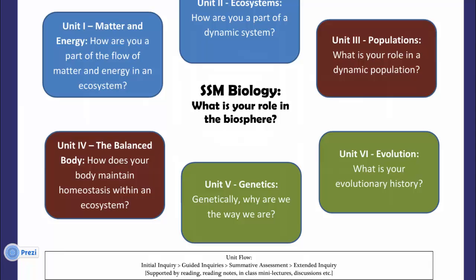And so you can see here I have 6 units, and I partly have 6 units because it fit the trimesters in the school I was teaching when I developed this. I could do 2 units a trimester. But I like these 6 units. They start with matter and energy, and then go to ecosystems and populations, and homeostasis, or the balanced body, genetics and evolution. And if you look at the questions, they all have you in them.